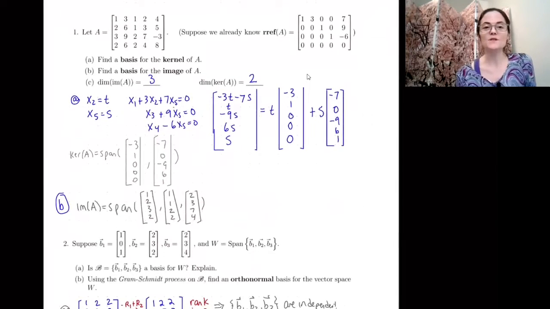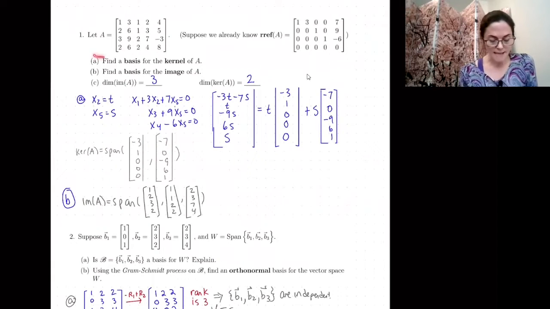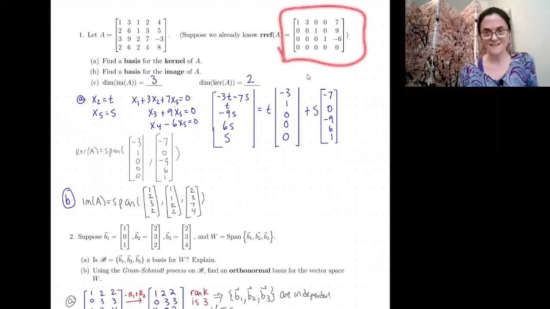Okay, so the first one, we're given a matrix A, and the nice thing is we are also given the reduced row echelon form. This matrix is 4 by 5, and instead of having to do a number of elementary row operations, we can refer to this.